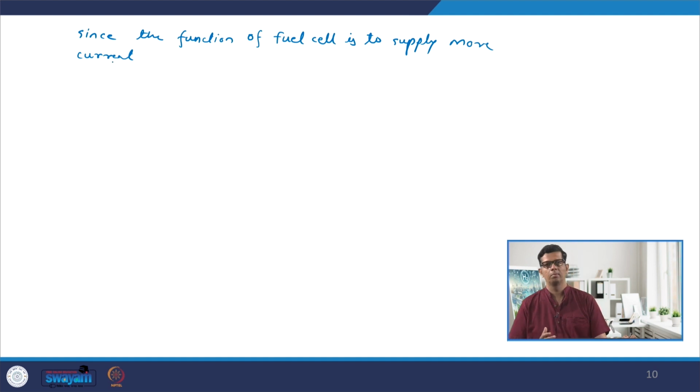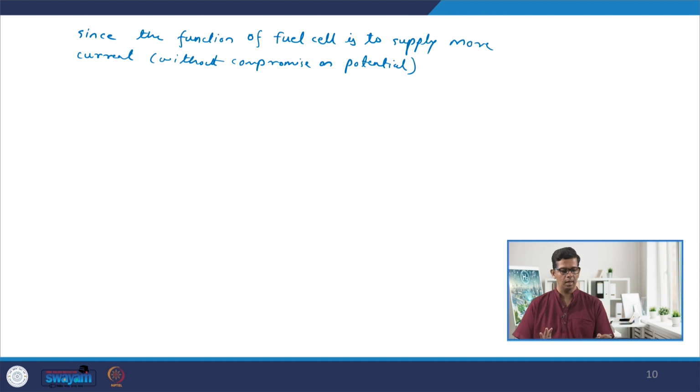As we know, power is nothing but the product of potential and the current. So, the more the current, the more the power. This has to be without much compromise on potential. So, you have to make sure that the potential is also significant and the current that we are drawing is fairly large. Then and only then will the power output from the fuel cell increase.